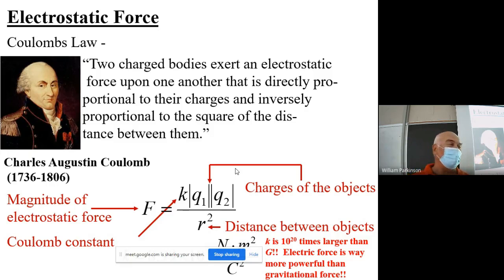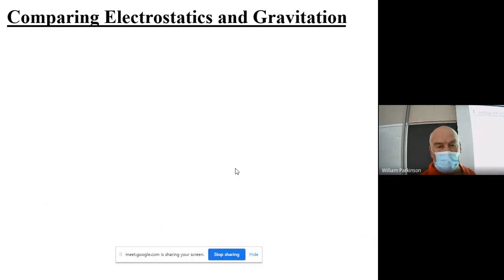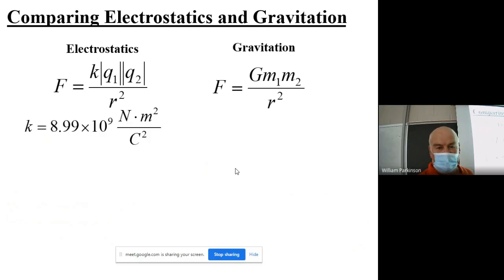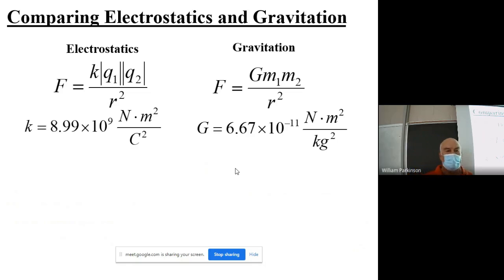What does that ultimately mean? There is a huge force with just little charge, but on the other hand, there's a small force with a relatively big mass in gravity. So because K is so much bigger than G, electric force is much stronger than gravity force, way stronger. And I think that we can maybe see it a little clearer when I show the numbers on the next slide. Again, here are the formulas for the two phenomena.